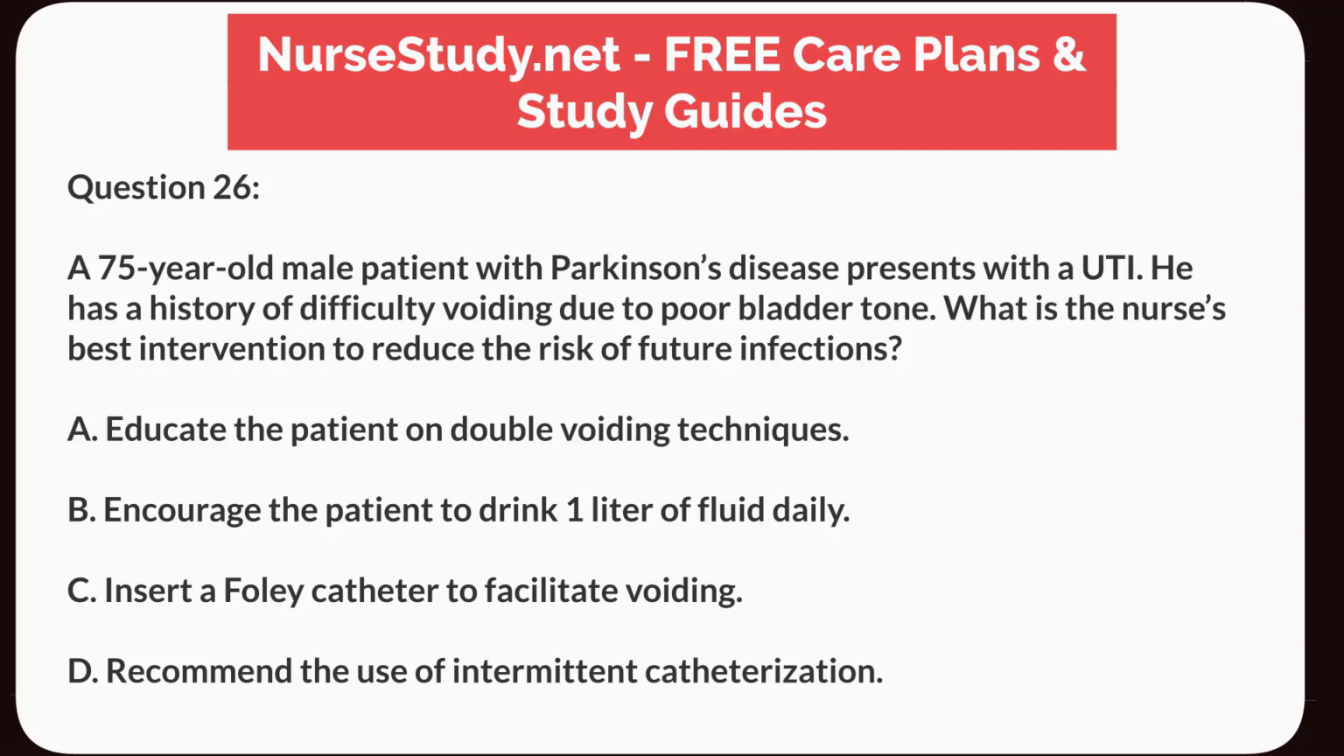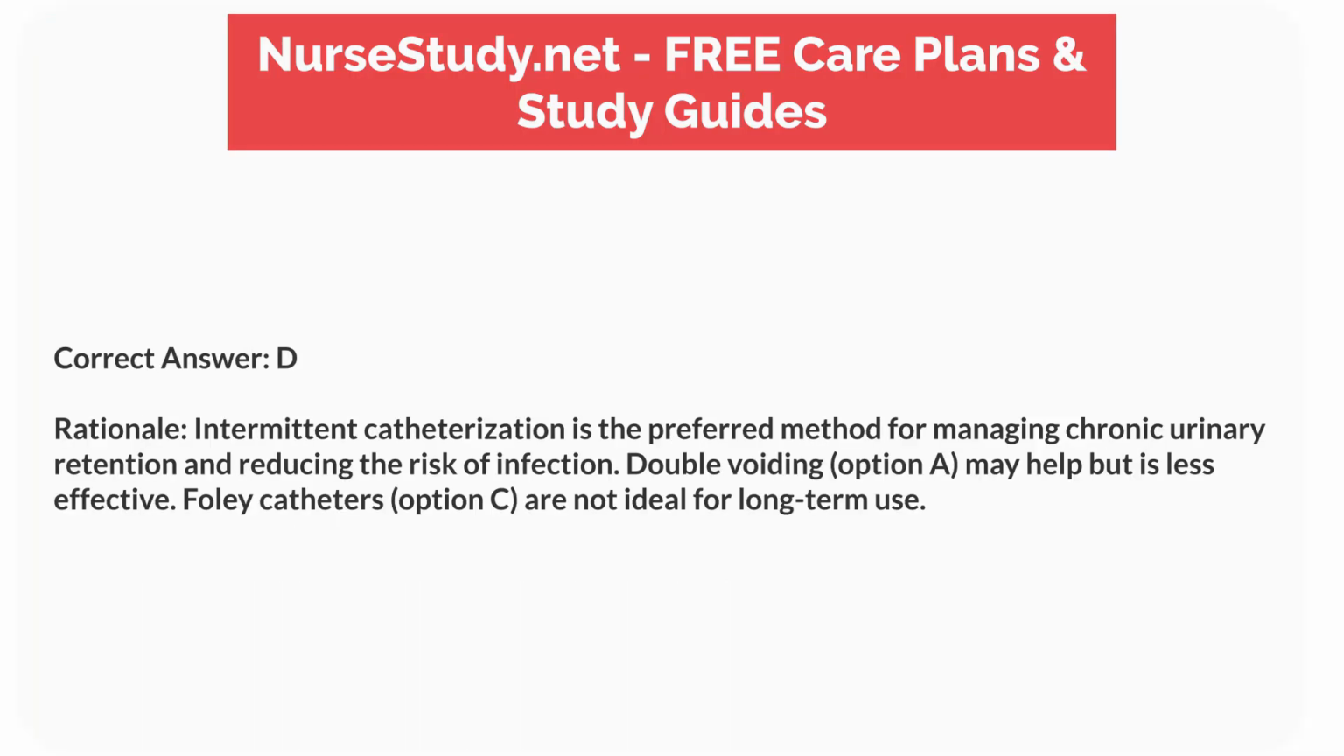Recommend the use of intermittent catheterization. Correct answer, D. Rationale: intermittent catheterization is the preferred method for managing chronic urinary retention and reducing the risk of infection. Double voiding, option A, may help but is less effective. Foley catheters, option C, are not ideal for long-term use.